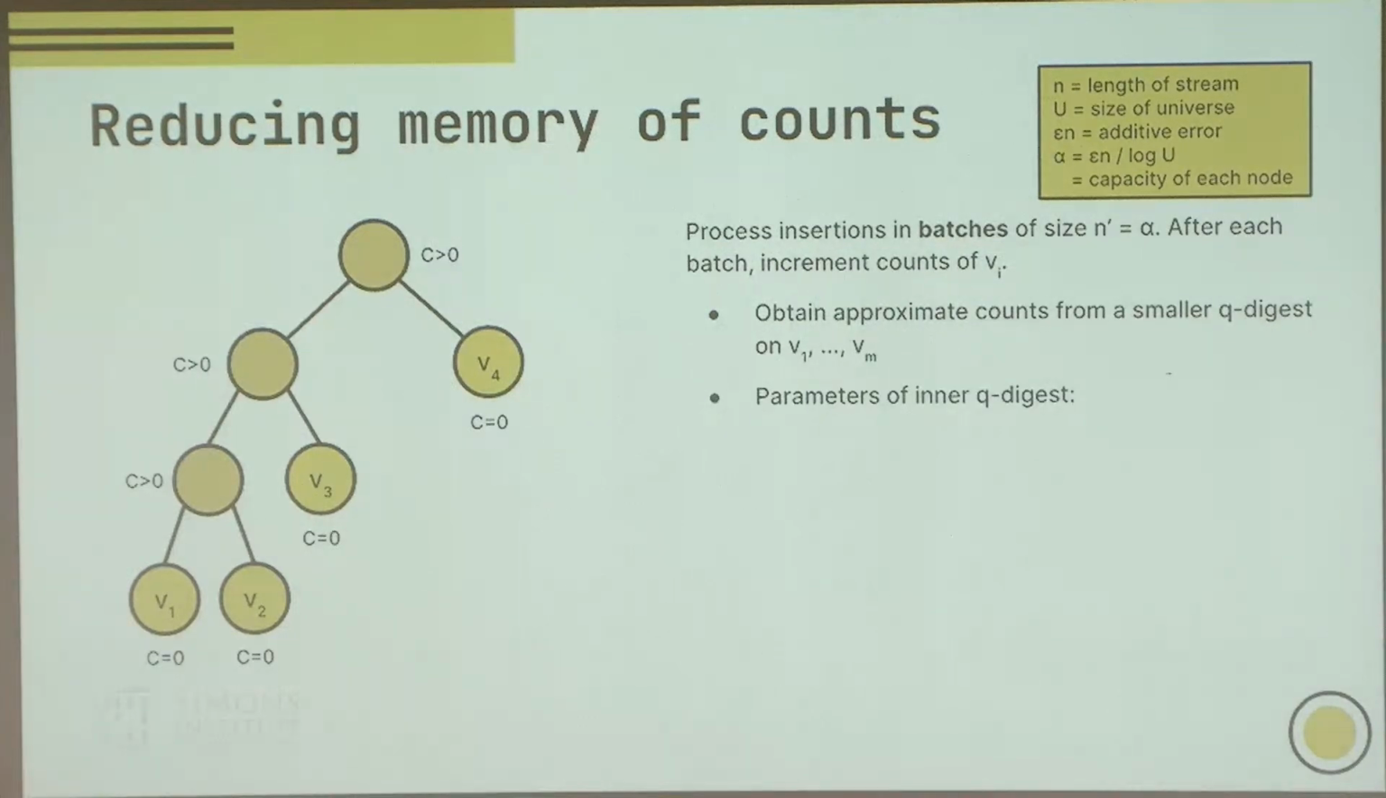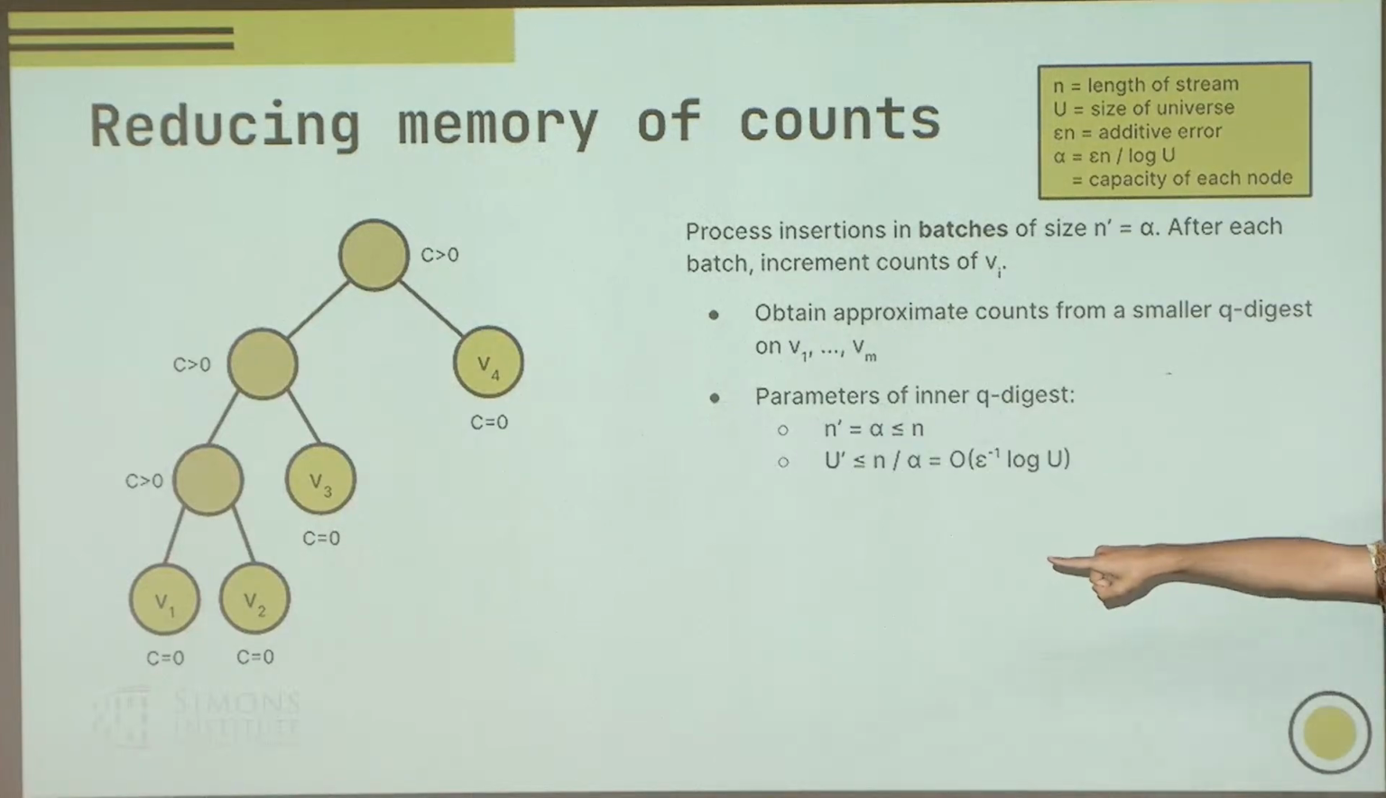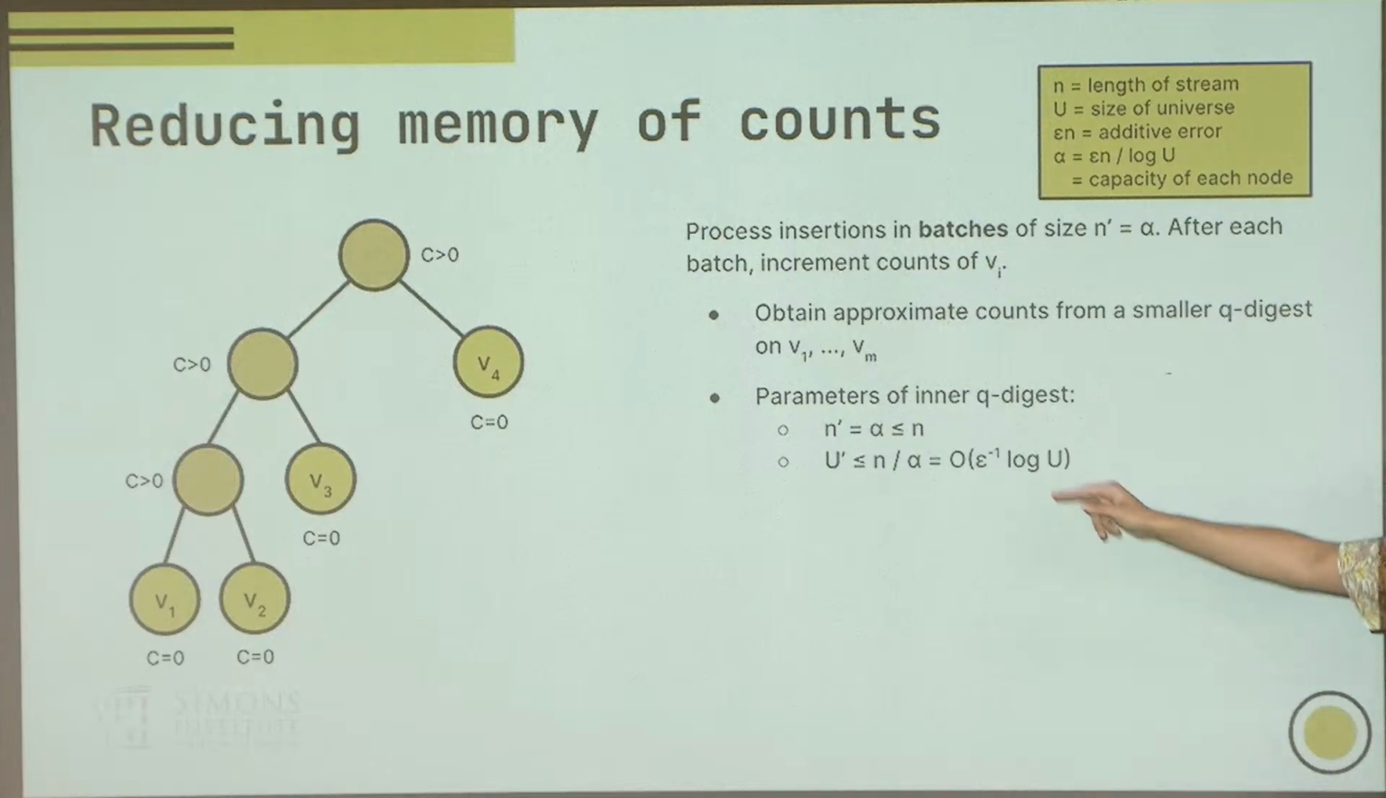Okay, so what are the parameters of the inner Q digest? First of all, what's the stream length? It's just alpha. We'll just upper bound alpha by n coarsely, because alpha is basically n in log n. What's the universe? The universe is the number of VIs, so these are all children of non-empty nodes. As I mentioned earlier, the number of children of non-empty nodes is at most a constant factor from the number of non-empty nodes. And we said the number of non-empty nodes earlier was epsilon inverse times log u. So it's again the same thing.